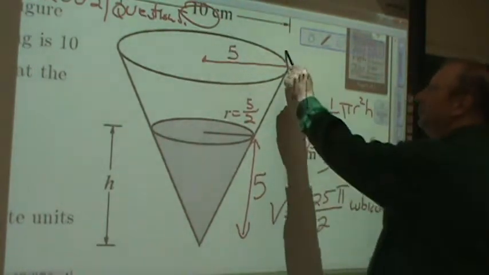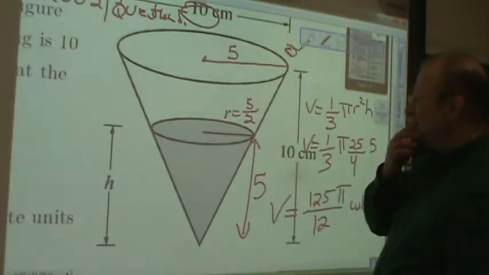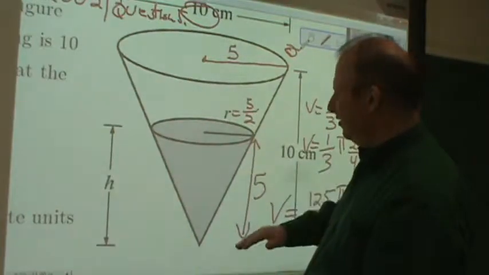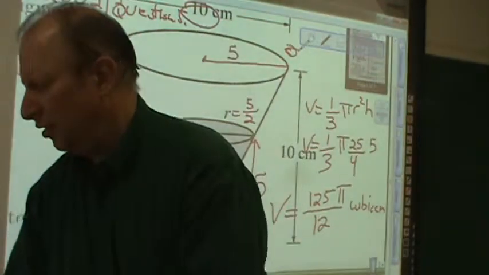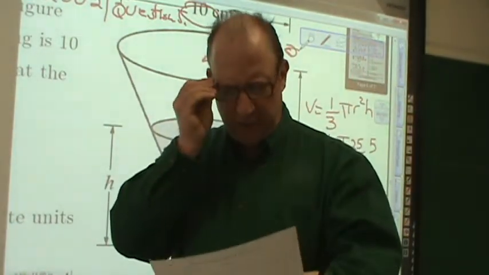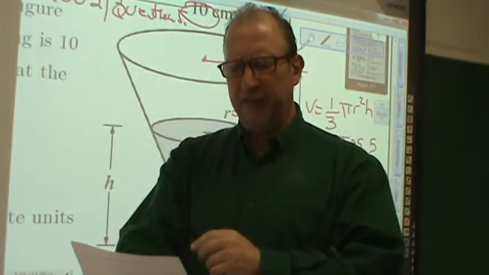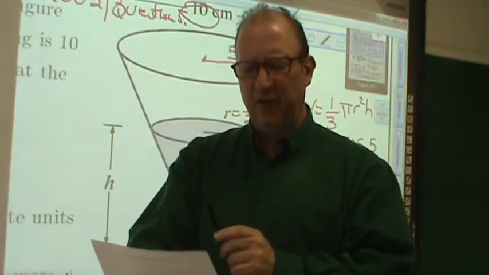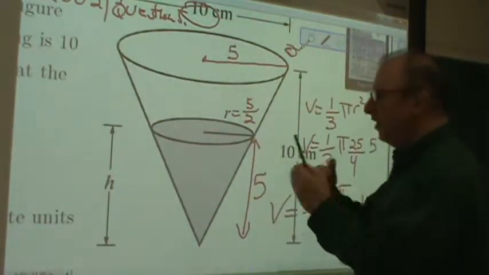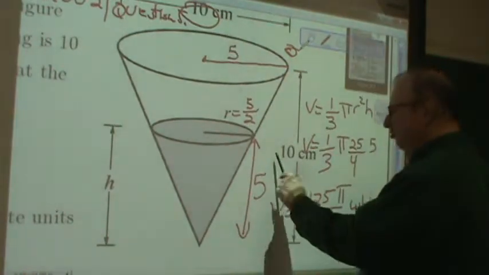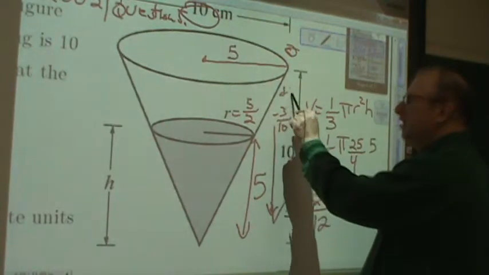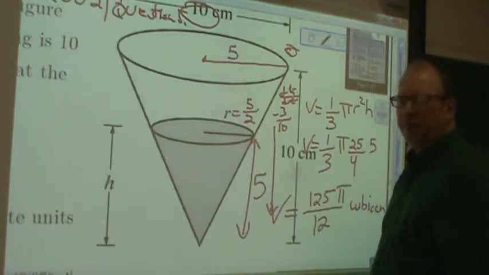That's part A. Now for part B. I want to find how fast, and let me read the question to you. The water in the container is evaporating, and H is changing at a constant rate of -0.3 centimeters per hour. Let's look at what I'm doing. I'm labeling my diagram all over again. H is changing at -0.3. So dH/dt is -0.3.